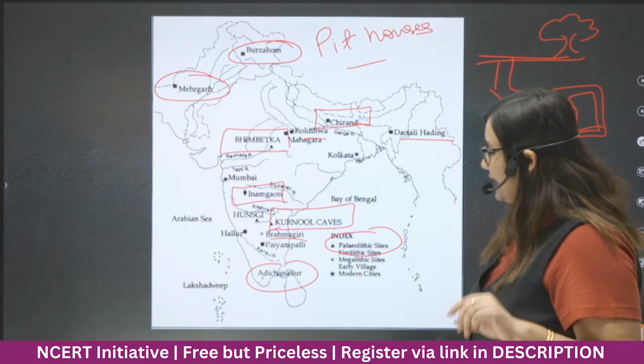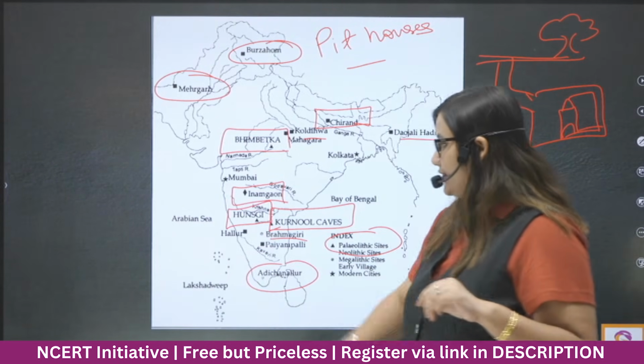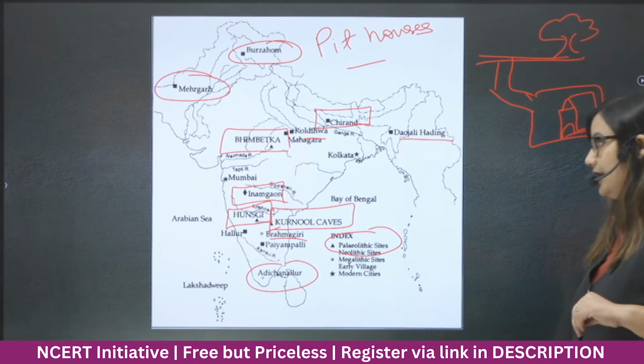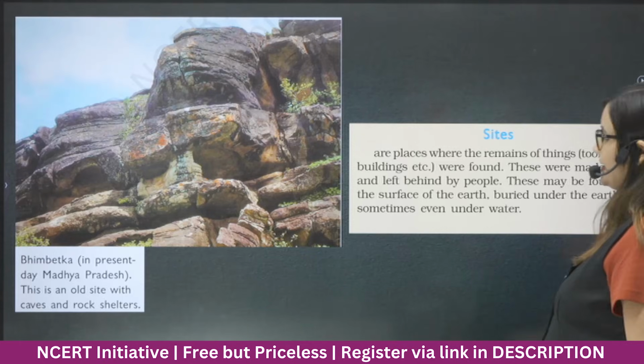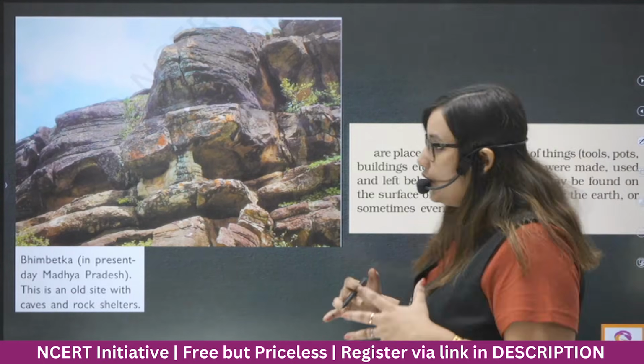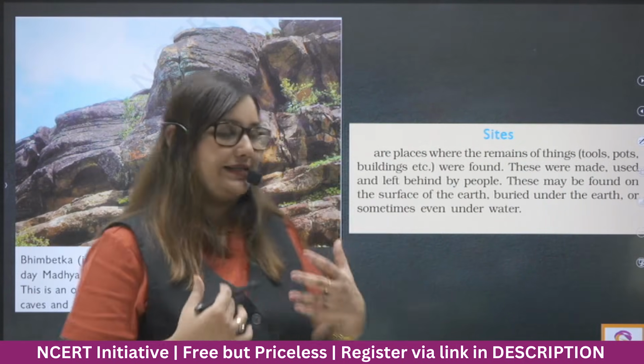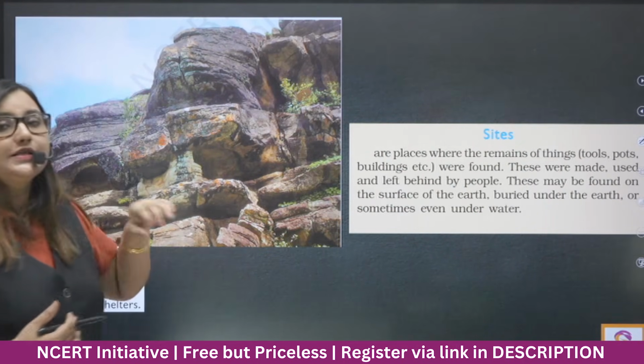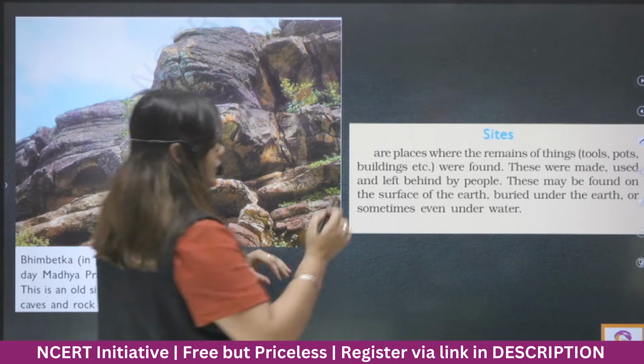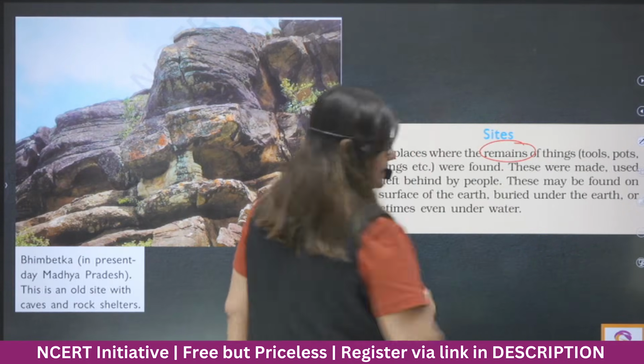Okay. Then Hunski had the important caves. This is also a Paleolithic site. Fine. So we will be discussing all these sites one by one. So what do we mean by sites basically? When I say sites, sites means what? Sites are places where remains of things are found.